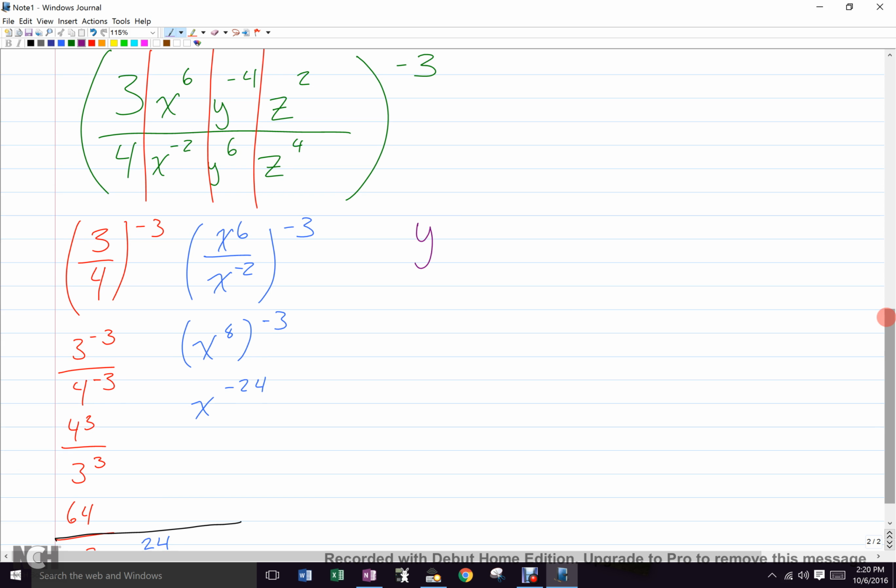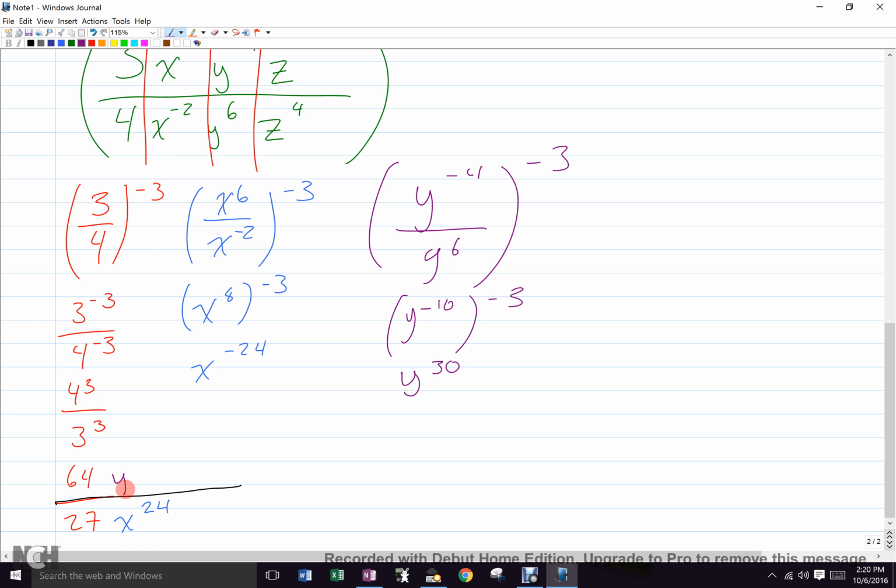It was y to the negative 4 over y to the 6th, all to the negative 3. So that's y to the negative 10 to what power? Which is with 64 or 27? 64. And the last one? Z. Is that readable? Barely. Z to what?